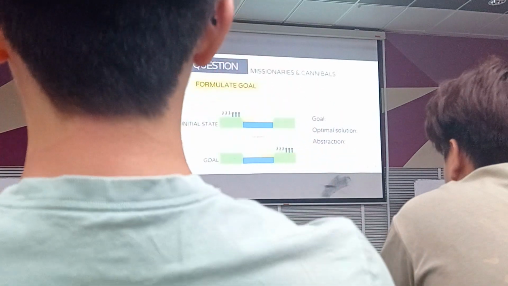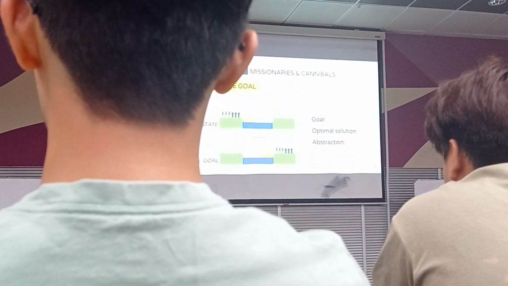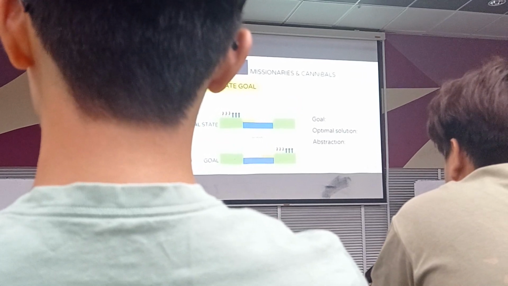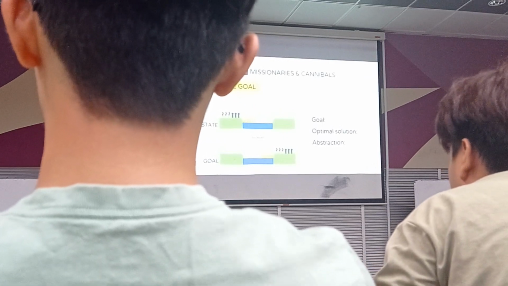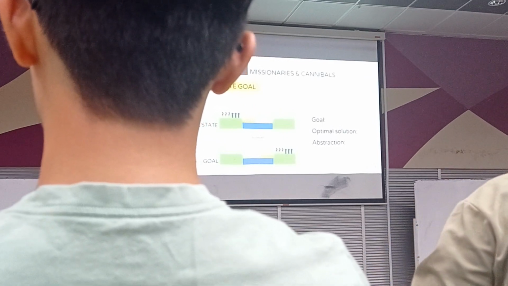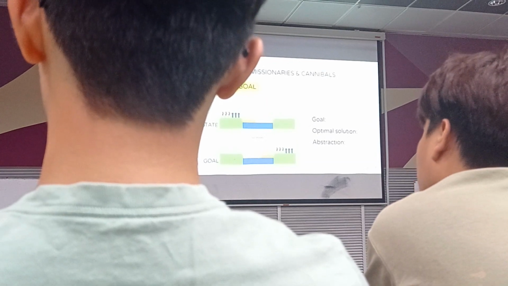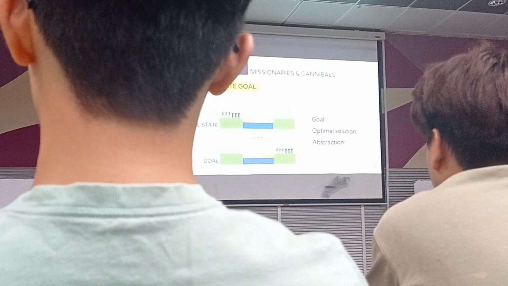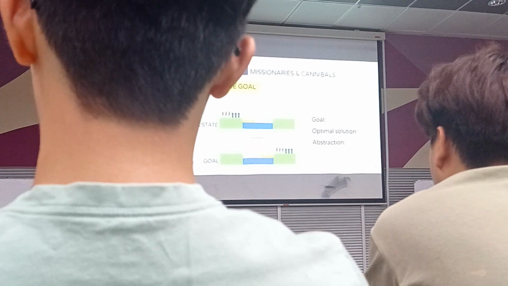So what is the optimal solution in this case? You want to reach the goal using the least number of trips. I consider going across as one trip, and coming back as another trip. So you want to reach the goal using the least number of trips. Make sense? Okay, abstractions.